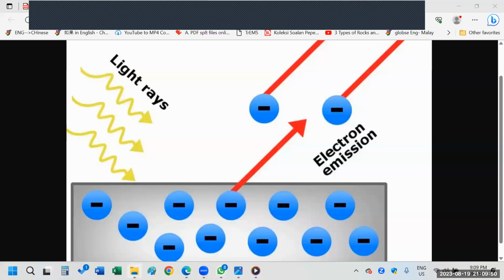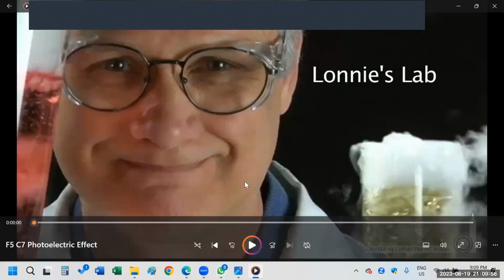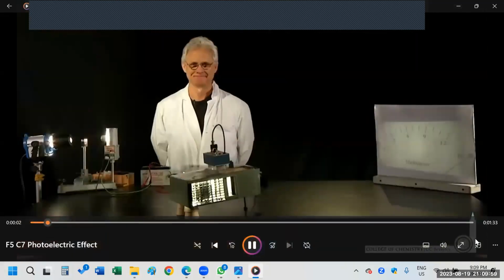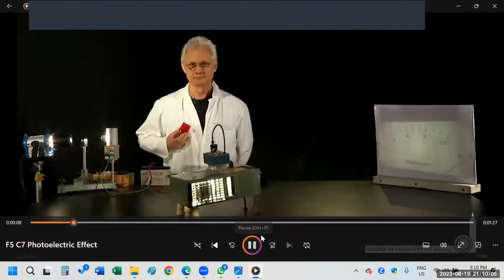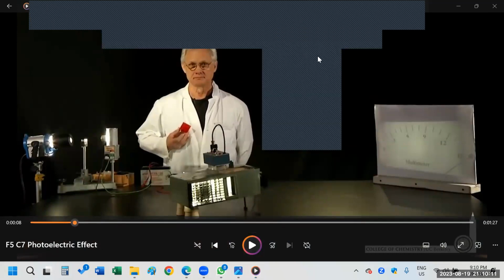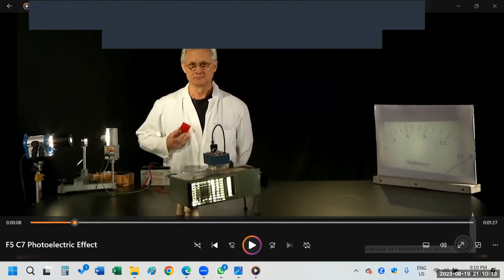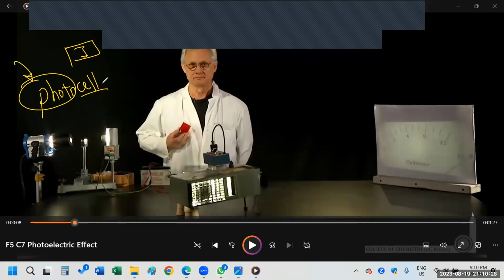So let's see another experiment with Lonnie. Hi Lonnie, thanks for having us in the demo lab, where he set up a photoelectric effect experiment. He has white light. Okay, now, this experiment he set up, this is called a photocell. Cell means it's like a battery. It will produce electric current. Photocell means what? We use light to create the current.